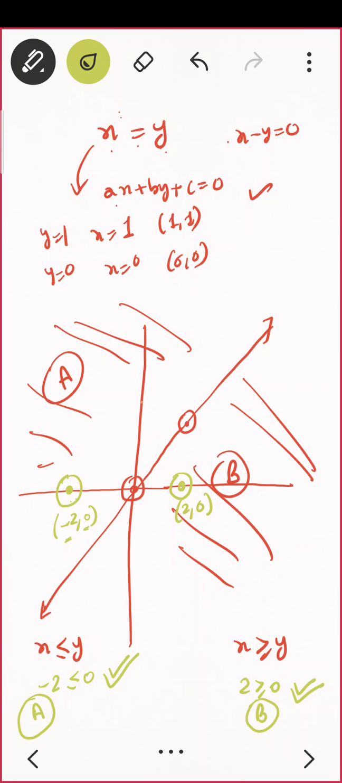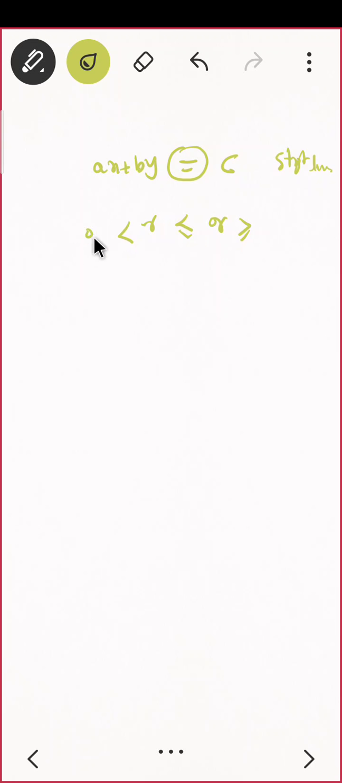So do you observe something? If you are having equality, I'll write something like this: ax plus by equal to c. If you are having an equation like this, with equality, then you'll be having a straight line, correct? If you are having less than equal or greater than equal, or only less than or only greater than, then you'll be having a region. Do you agree, everyone?